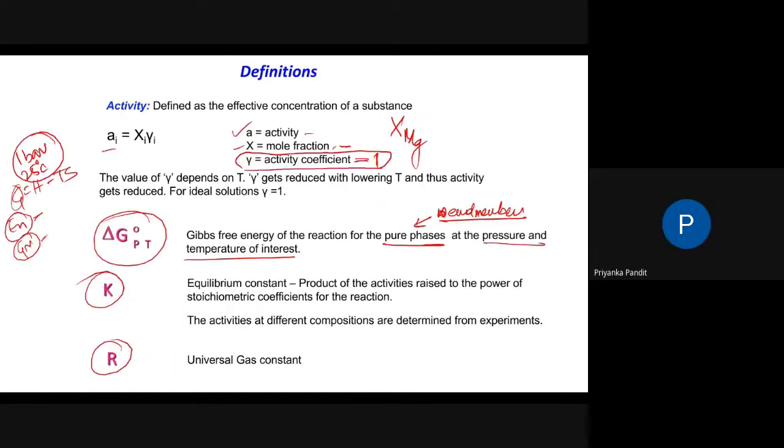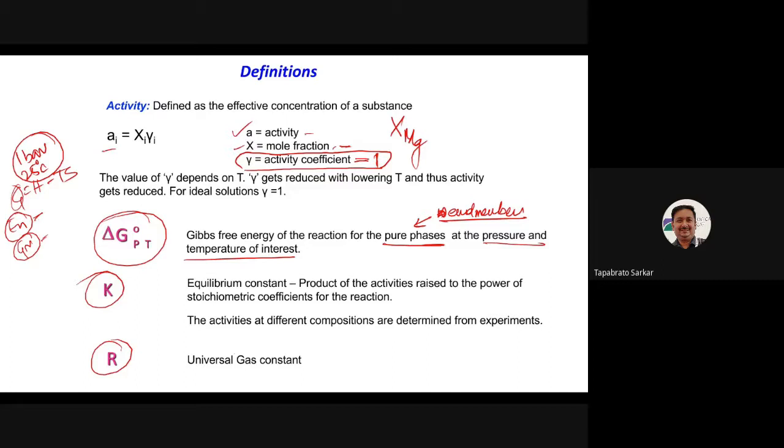Sir, in the previous slide, why do we use activity coefficient as 1? No, we don't have to. Even if we know the activity coefficient, it's basically a number. We don't have to use 1. I said that if it is 1, then the activity is the same as the mole fraction. In many cases, the activity coefficient may not be 1, but then we know the value. It's a numerical value.